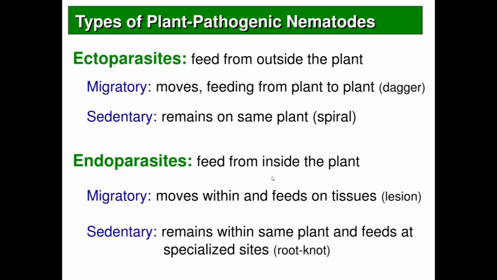Then you have the endoparasitic ones. These ones also have the migratory ones and the sedentary ones. For the migratory ones, all their body, everything is inside the plants. They keep moving inside the plants. For example, Pratylenchus, that's another area of my focus, lesion nematode. They keep moving within the plants. As they move, they keep destroying tissues. While you have those that, once they enter the plants, just settle in one spot, like the root knot nematode and all that.